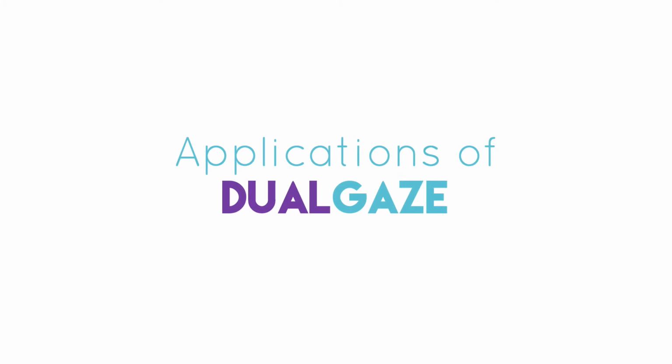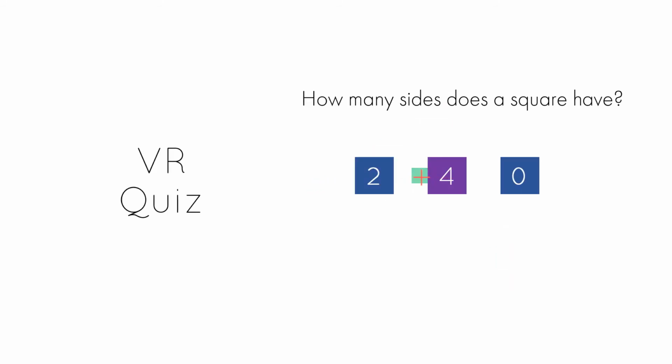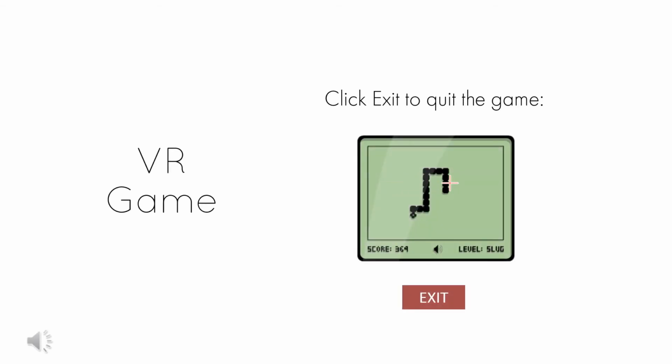Dual gaze interaction can be incorporated in various application scenarios. These include a numeric keypad, an online quiz, or to exit a game when you're done.